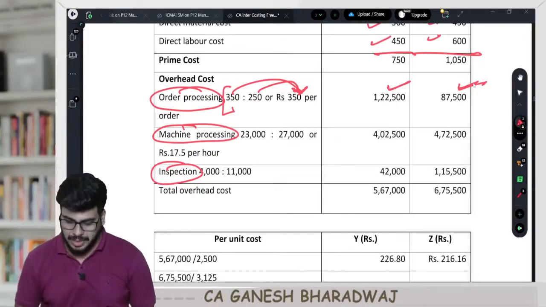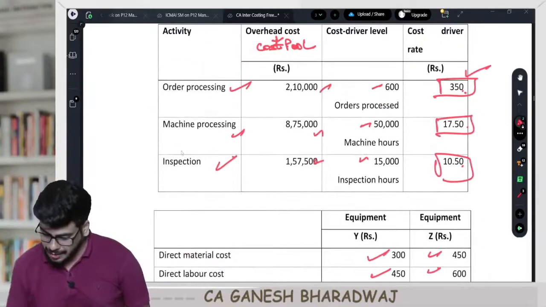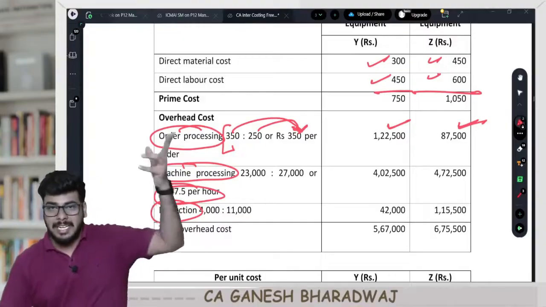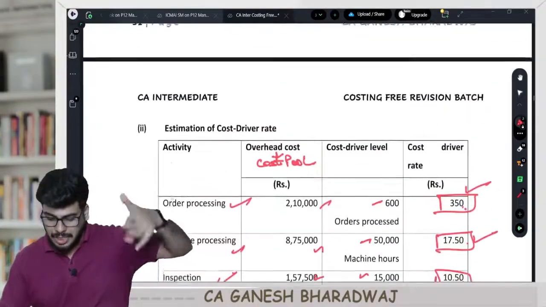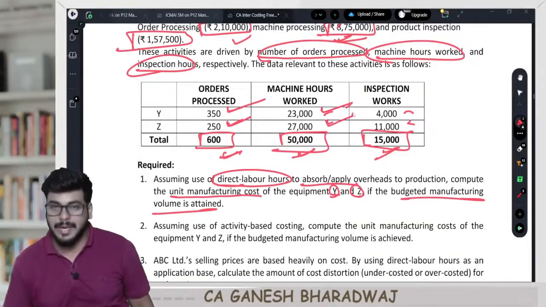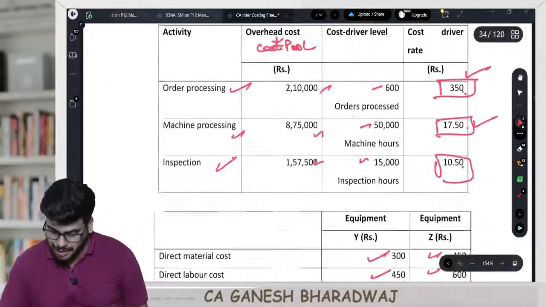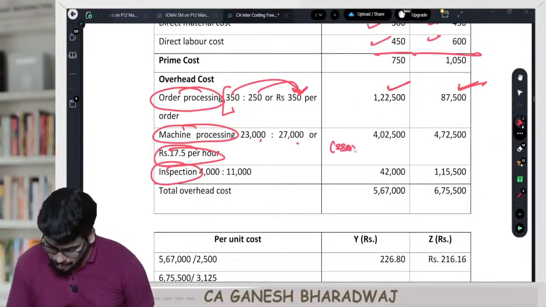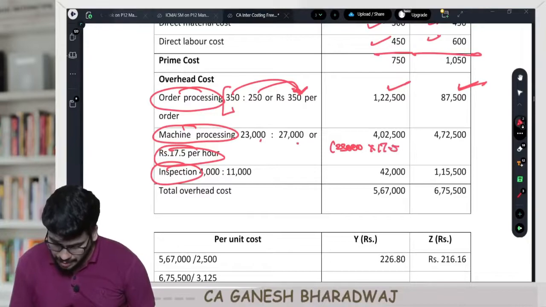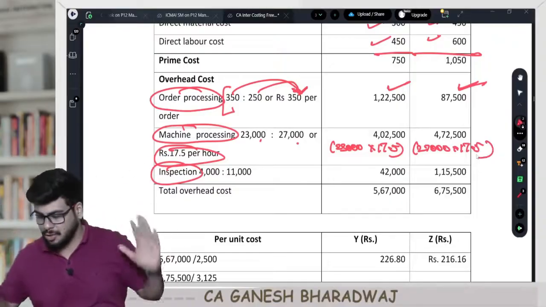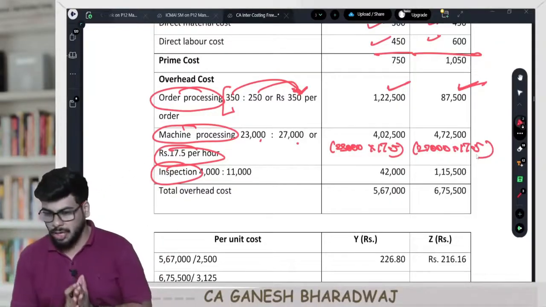Similarly, for the machine processing activity, the cost driver rate is 17.5 rupees. Multiply it with the respective machine hours taken by the products, which are 23,000 and 27,000 respectively. So this is going to be 23,000 hours into 17.5, and 27,000 hours into 17.5. Are you clear with this, guys? This is going to be the respective calculation.